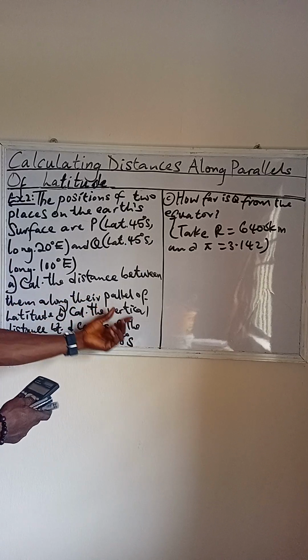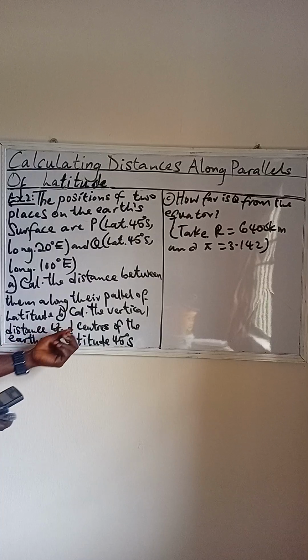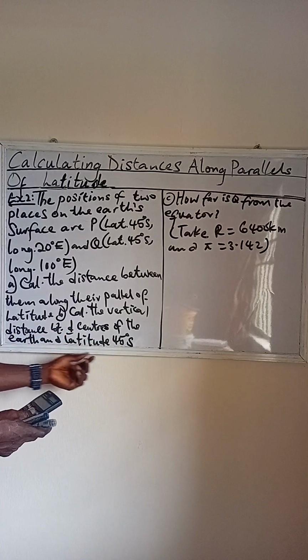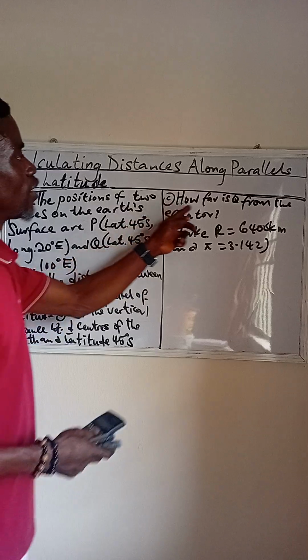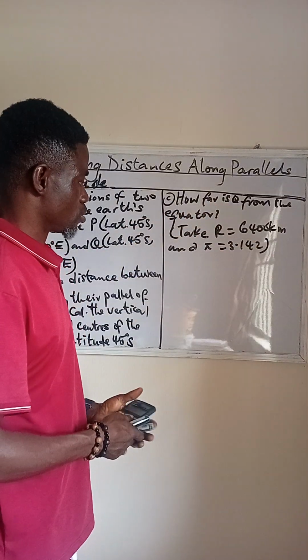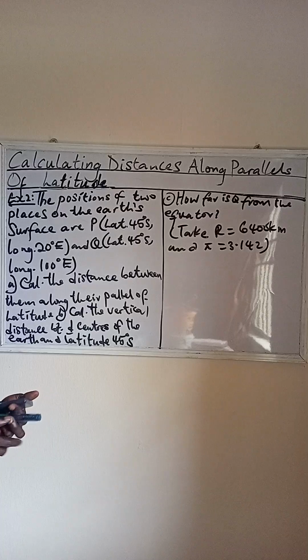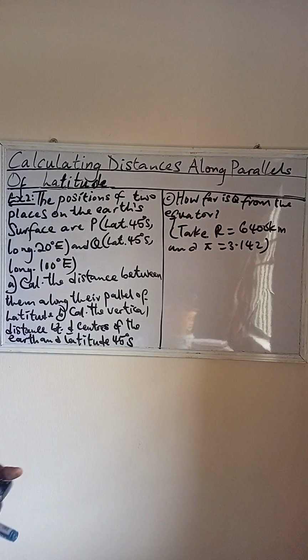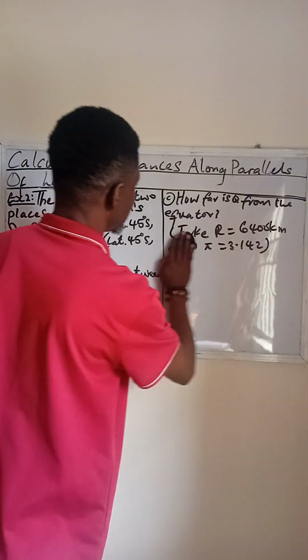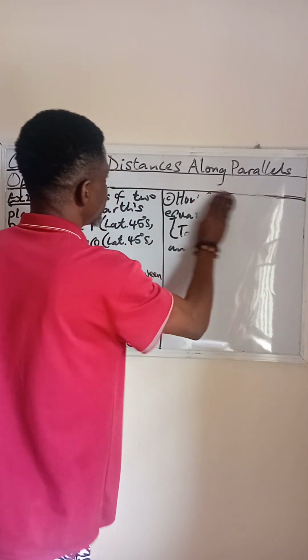So we are to calculate the distance between them along their parallel of latitude. Then calculate the vertical distance between the centers of the Earth and latitude 45 degrees. Then see how far is Q from the equator. Let me clear this side and draw.